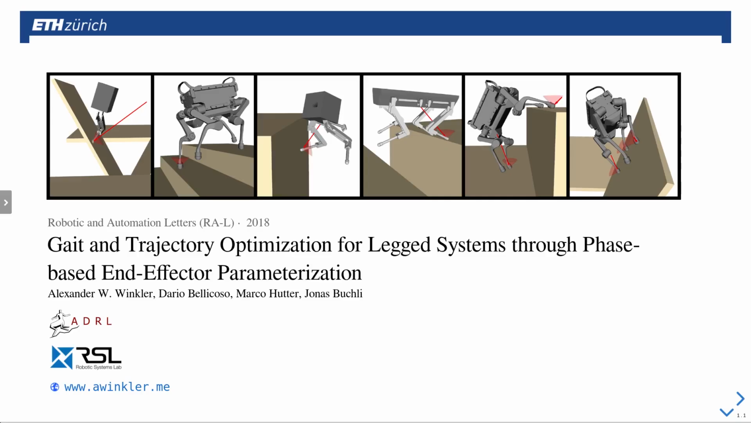Alright, so the paper that I'm going to be talking about today was published in the Robotics and Automation Letters and relates to gait and trajectory optimization for legged robots.